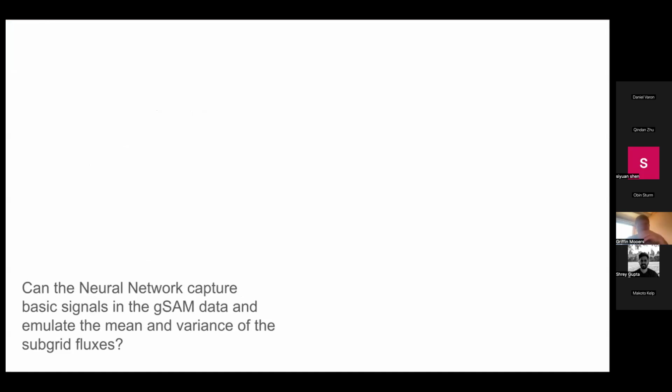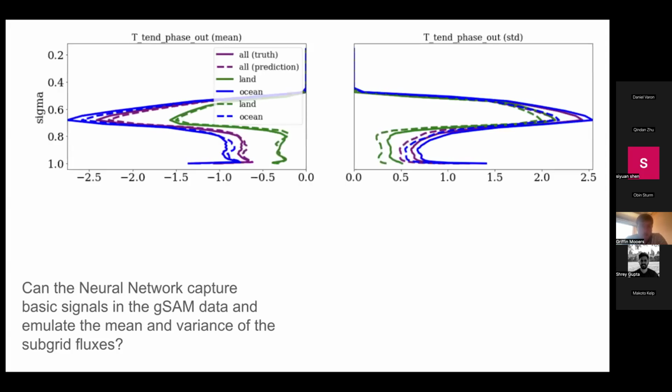Once we have this neural network trained up, we want to look at some test data and see if it can capture the basic signals of this gSAM data. Here's just one of the fluxes, the temperature tendency from the phase change. I break this up into purple, which is all data, blue, which is ocean, and green, which is land. Because again, such a big part of this work is ensuring that the physical differences between land and ocean are respected in terms of this offline training.